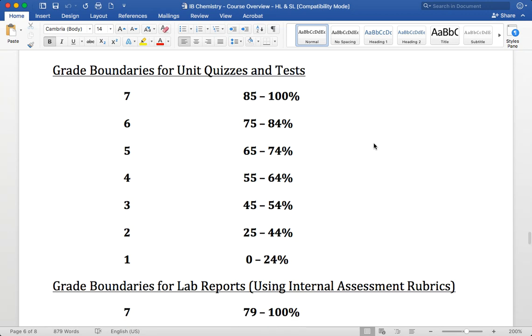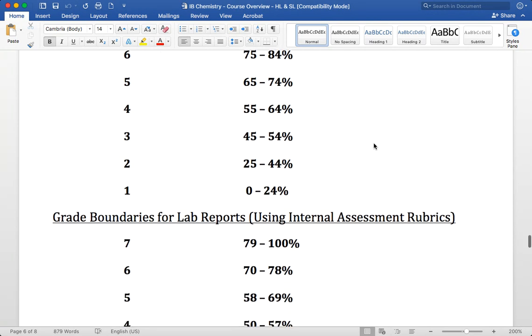So these are the grade boundaries. They'll be on the wall, and they're posted on the Veracross page. So if you want to look at them, you can. But this is going to determine where you're falling for an IB score based on your tests and quizzes.